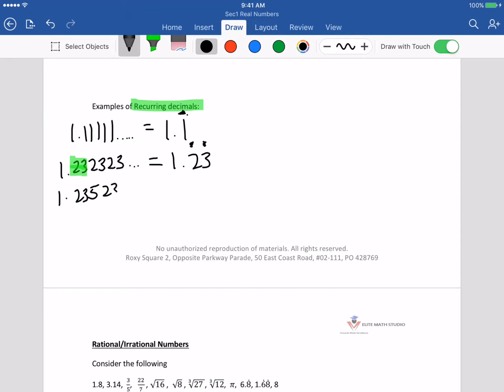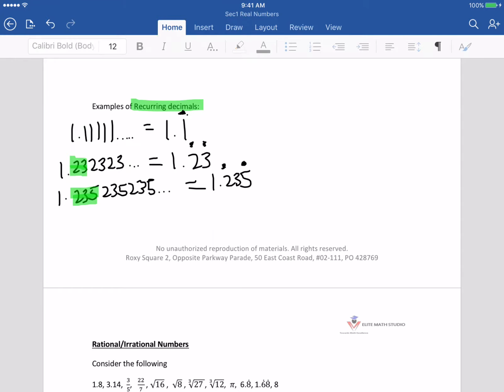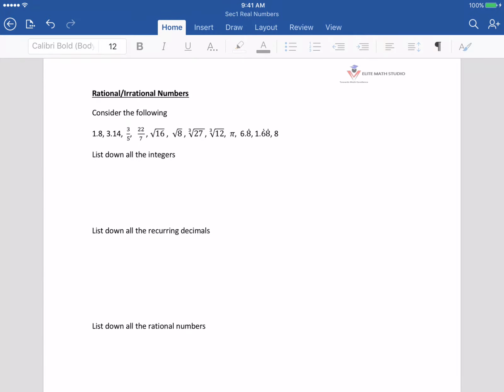Next, 1.235235235, so on and so forth. The pattern will be 235 and 235. So the answer will be just 1.235, with the first dot at the start of the pattern, which is 2, and the second dot at the end of the pattern, which is 5. This is what we call recurring decimals. Okay, can? So let's go to the next one.